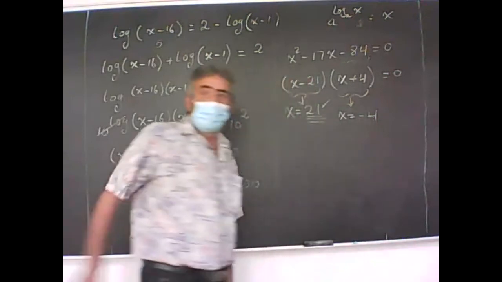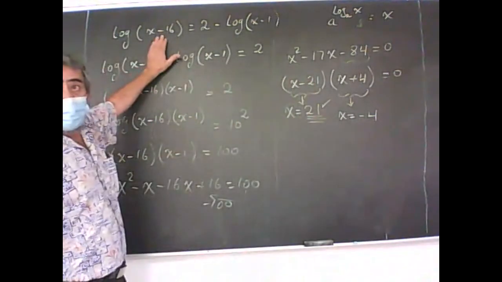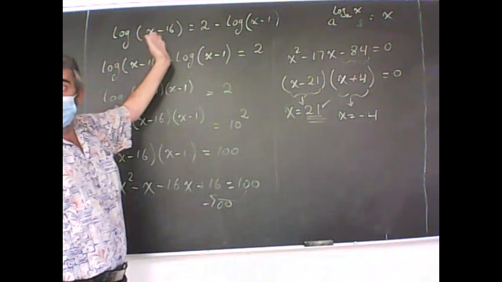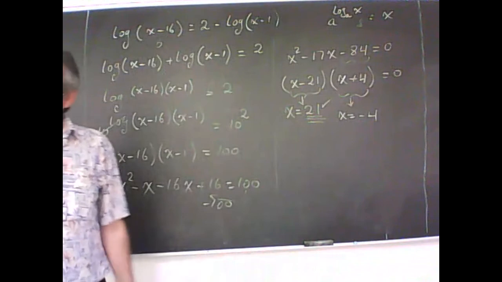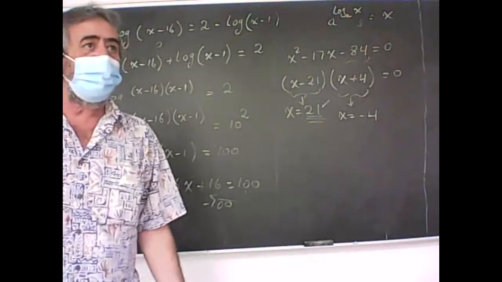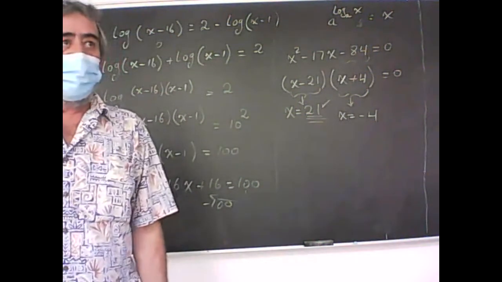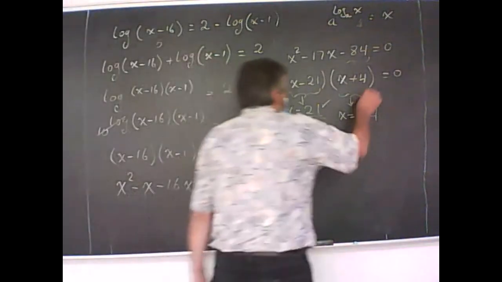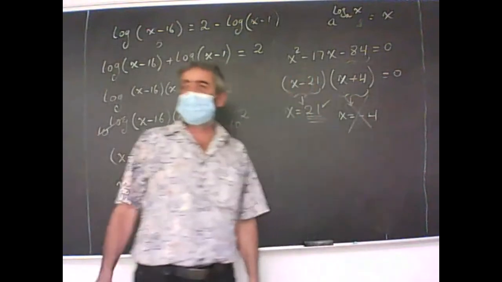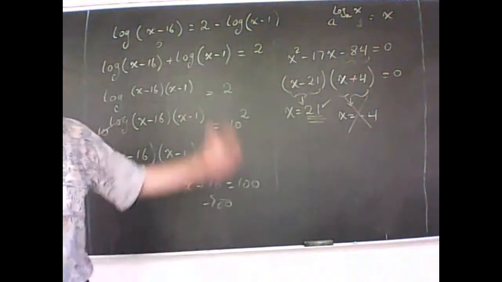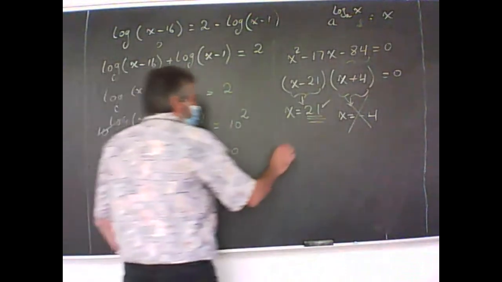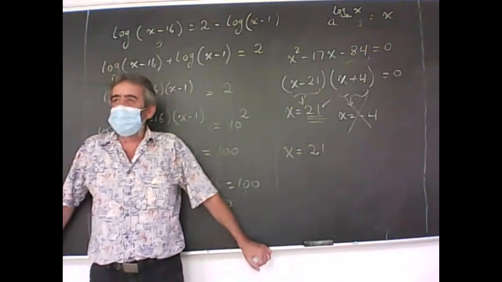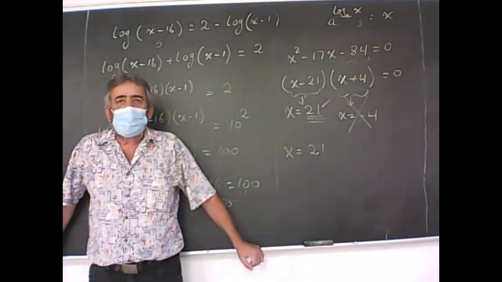Let's try negative 4. What happened when I put a negative 4 here? What do I get? Negative 4, negative 16 gives me negative 20, right? Is that acceptable? No. Because we can't have a negative number inside the log, right? So we cross this number, and the only solution for this problem is x equals 20. That's the only solution for this problem. Okay?